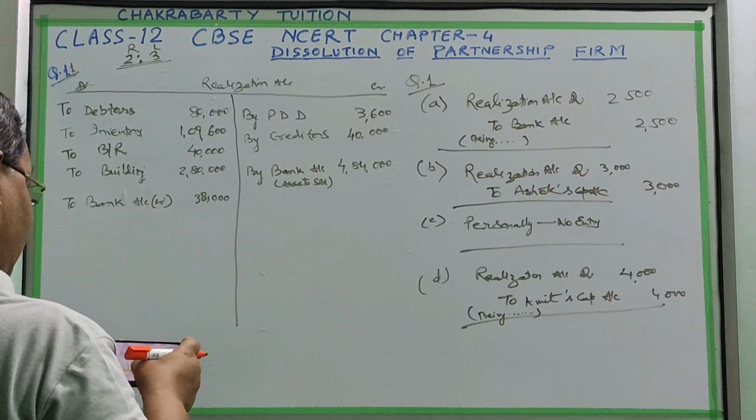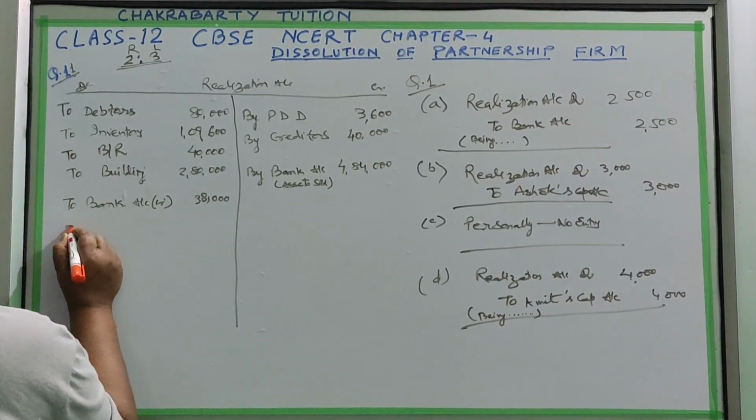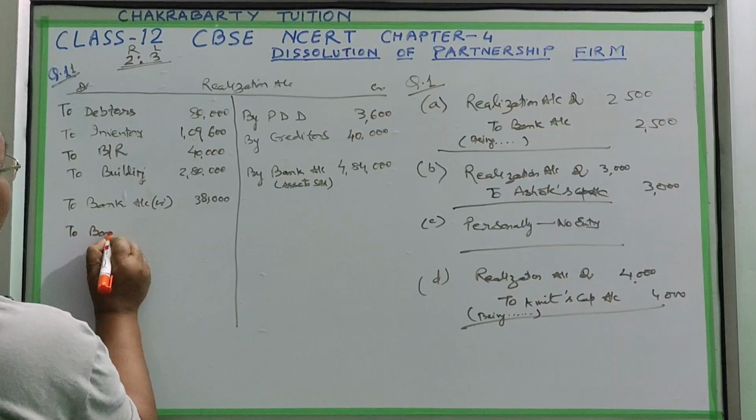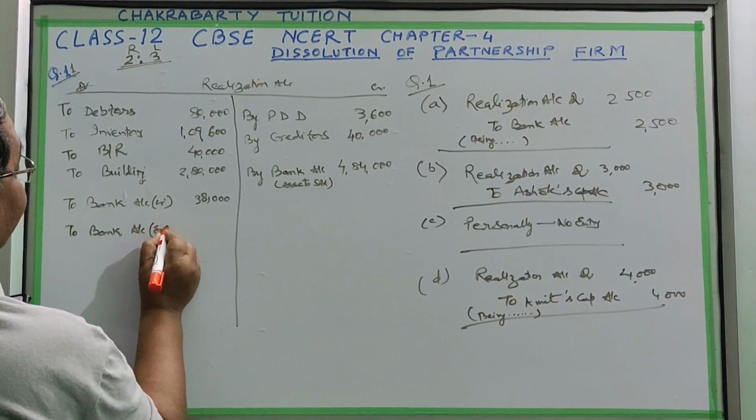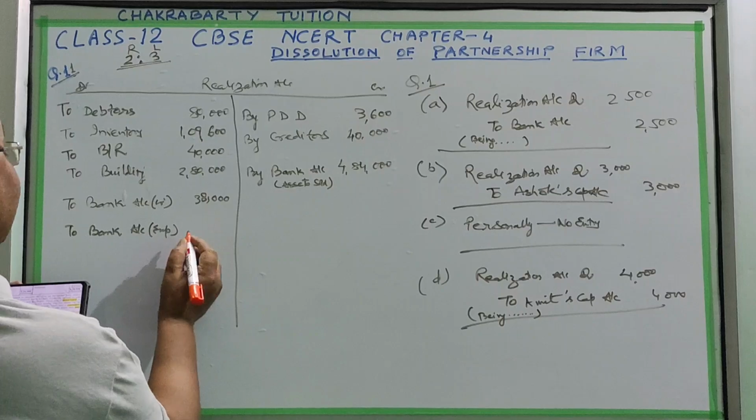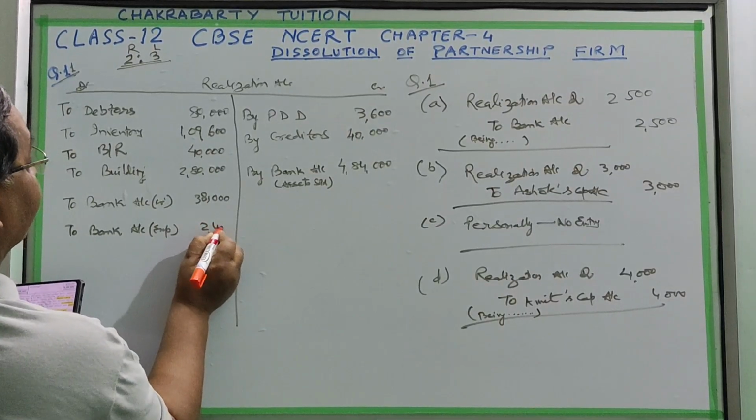The cost of realization to bank account. All expenses, everything we will write as a bank. And in between here expenses, 2,400.